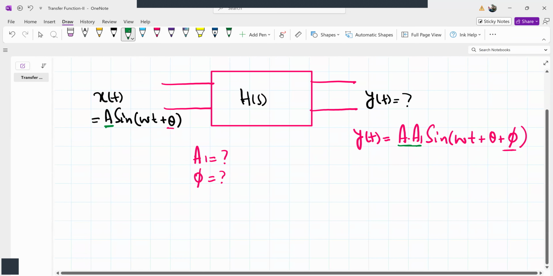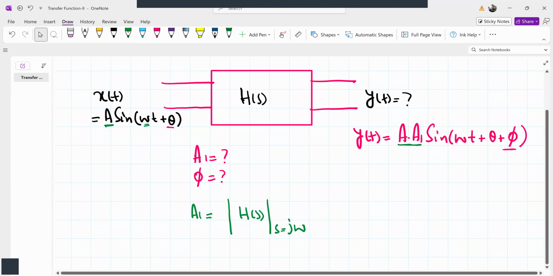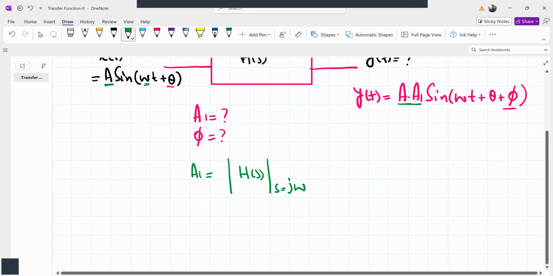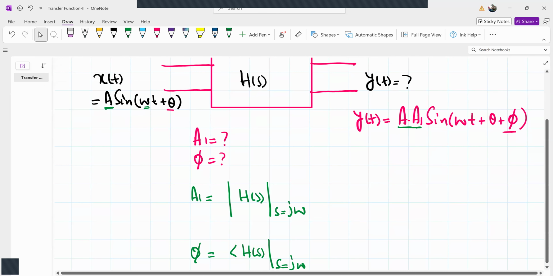How? A1 is simply equal to the magnitude of the transfer function if we replace s by j omega. What's omega? Omega is the frequency of the source. So output magnitude A1 is simply given by this. Similarly, phi is simply the phase contained in the transfer function if we replace s by j omega. That is phi. After we determine A1 and phi from the transfer function, we substitute here, and we'll be able to find the output. Very simple approach.